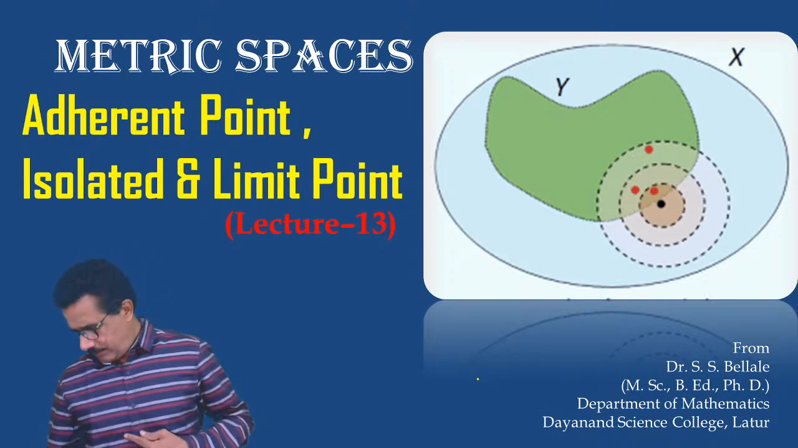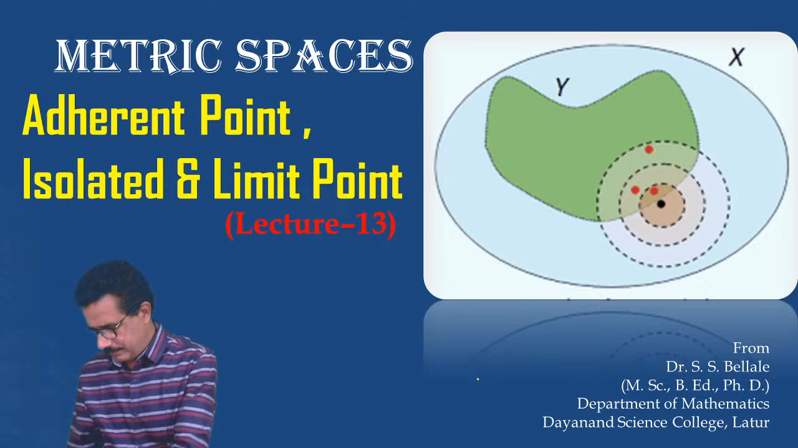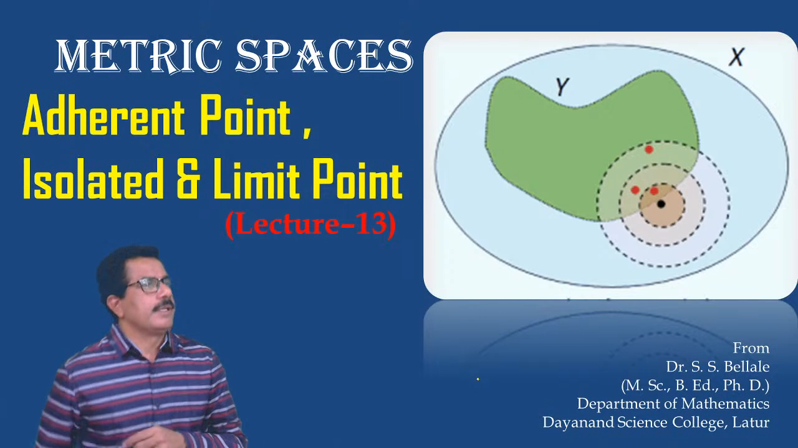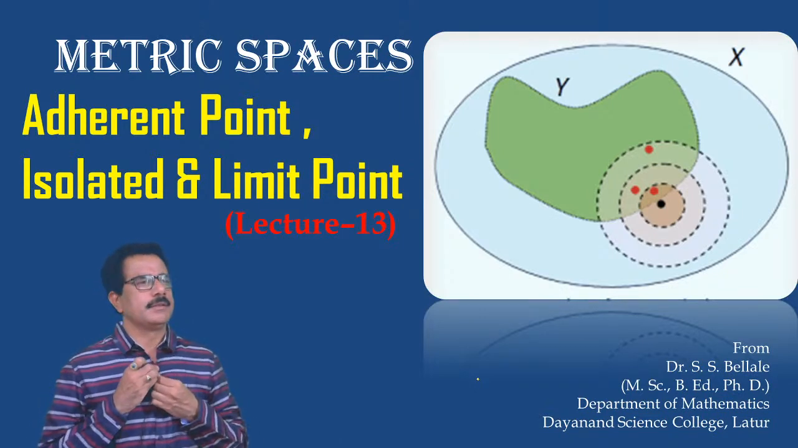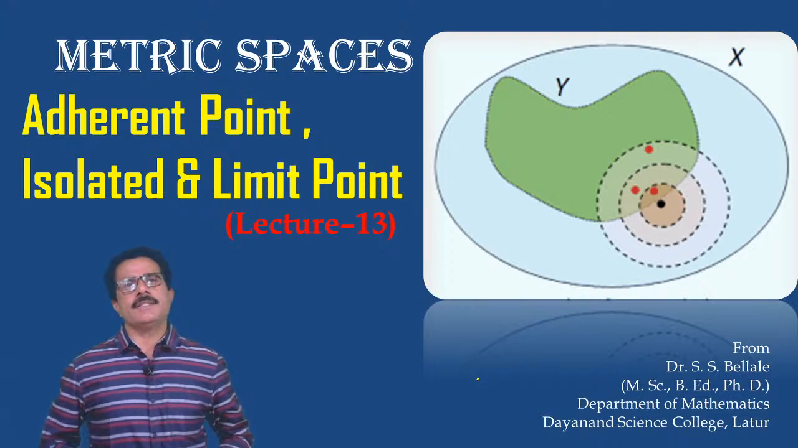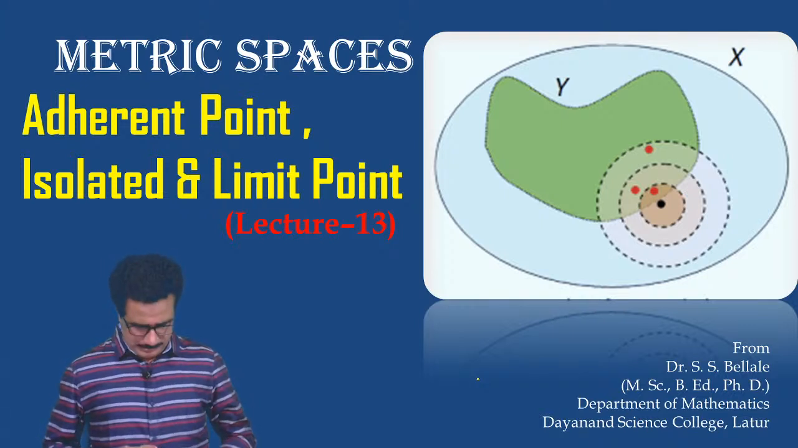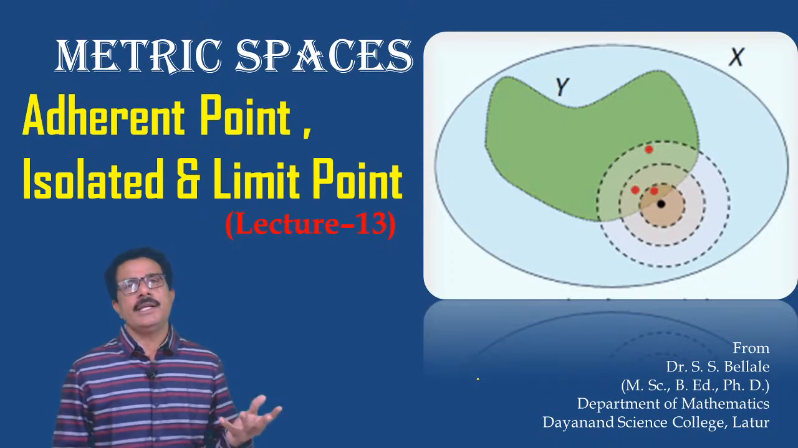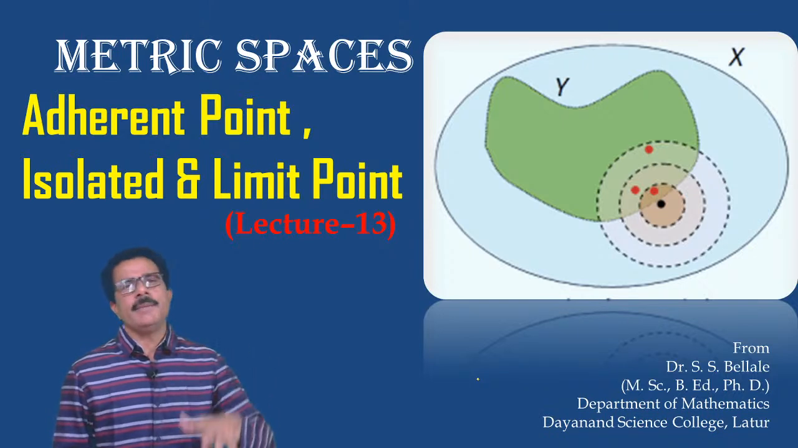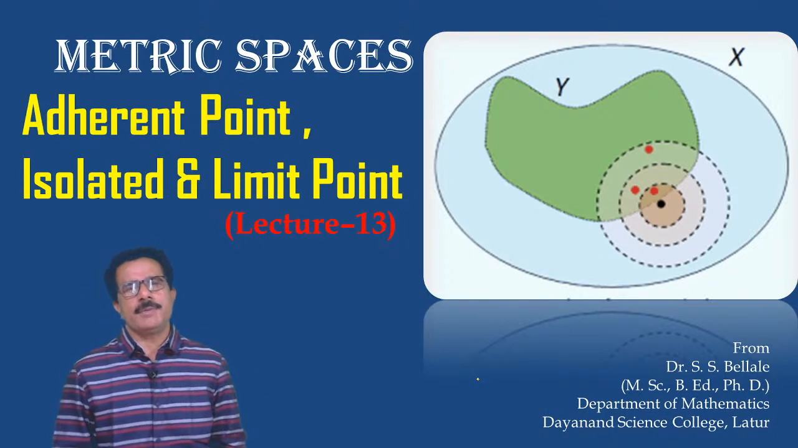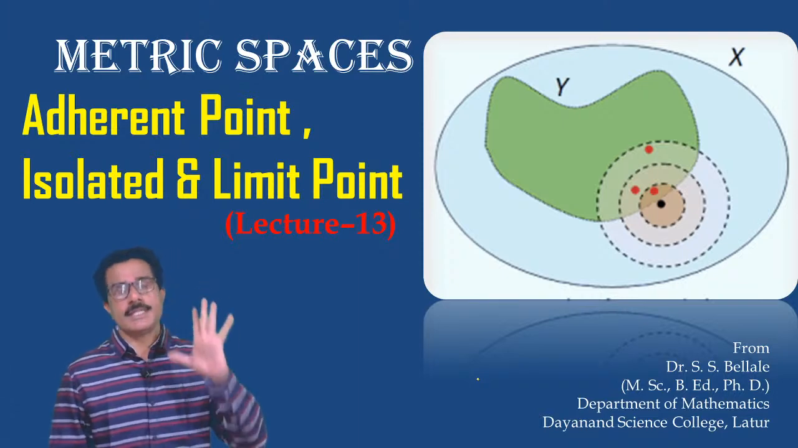Today, we shall discuss the next concept regarding metric space, and that concept is isolated point, adherent point and limit point. This is a basic and important concept in the metric space for proving a closed set.